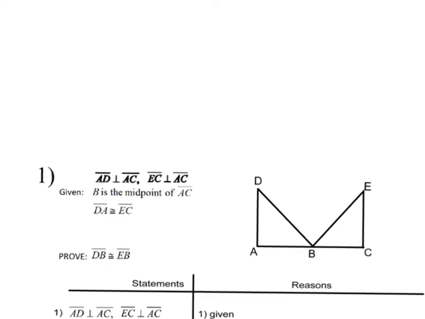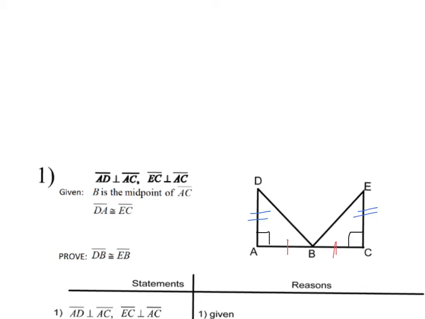Going back to the original picture, please. We're going to label AD as perpendicular to AC with a right angle. EC is perpendicular to AC with a right angle. We're going to label B as the midpoint of AC with tick marks. And we're going to label that DA, double tick marks, is congruent to EC.